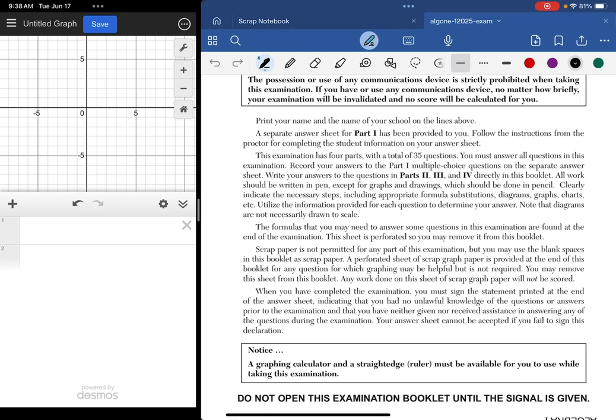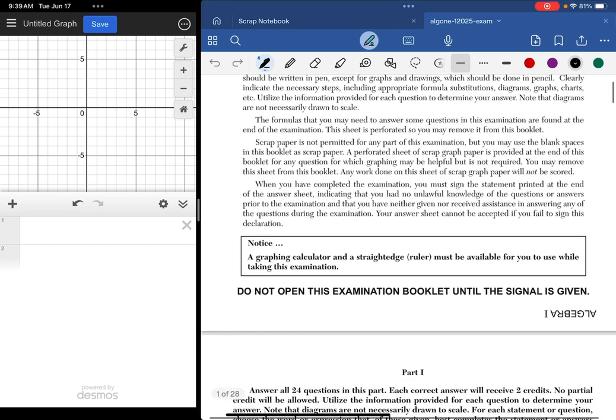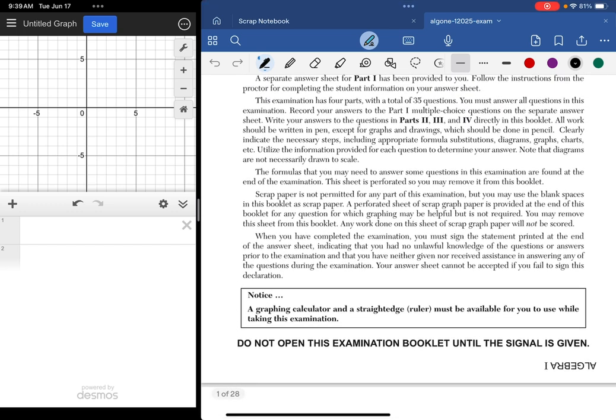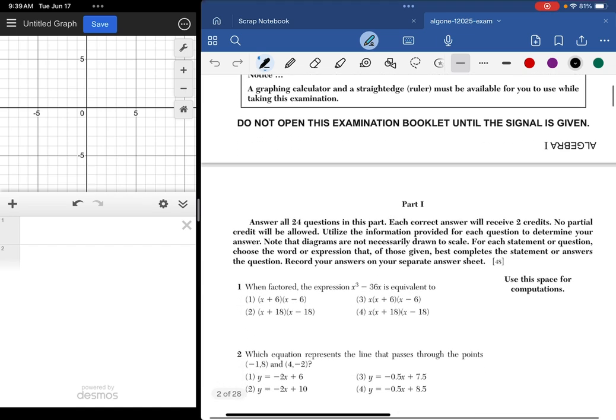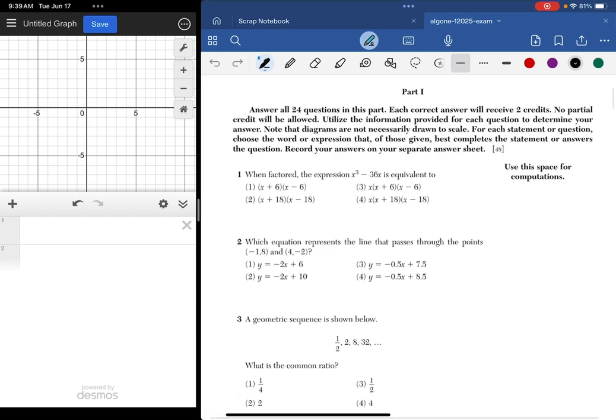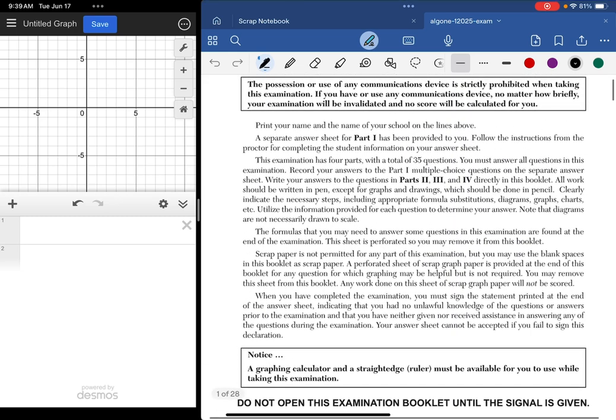And then your answer sheet, when all is said and done, there's a little declaration that says that you didn't cheat, so you're going to need to sign that to indicate that you didn't cheat on the exam, and that you didn't have access to any materials that you shouldn't. All right. The proctor will let you know when you can begin, and once they give you the go-ahead, you can get right to it. You have 24 questions in part one, right? So I kind of glossed over that a little bit.